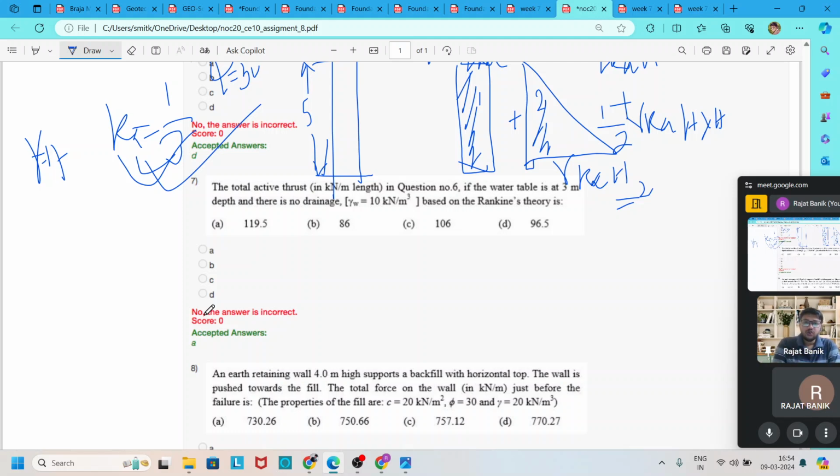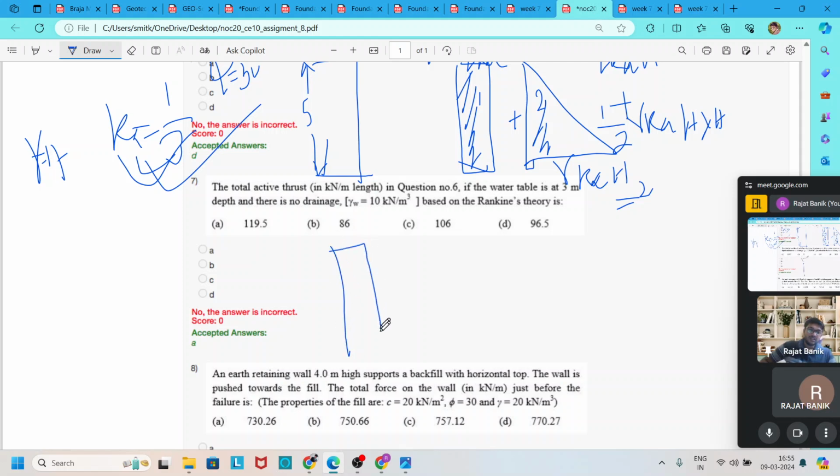The total active thrust, which also belongs to question number 6, we find out if the water table is present at a depth of 3 meters and there is no drainage. Due to the water table there is also an effect on the active thrust. So we modify our diagram and again draw the pressure diagram.